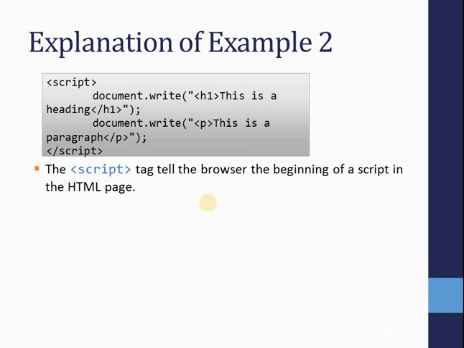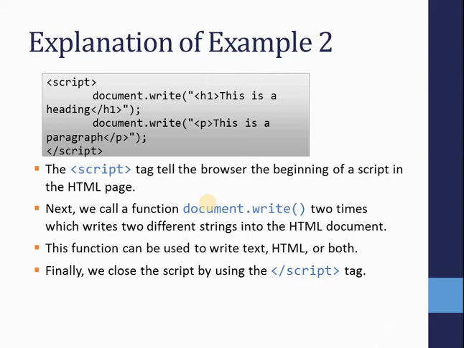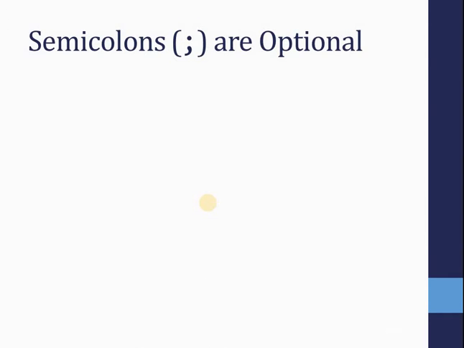The script tag tells the browser the beginning of a script in the HTML page. Now whenever we call the function document.write, it will print whatever I have given as an argument between double quotation marks. It will just print out in your HTML document. So this function can be used to write text, HTML, or both. And finally we close the script by using the closing script tag.